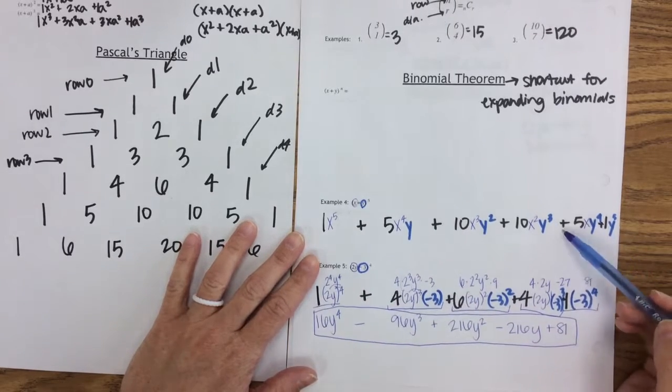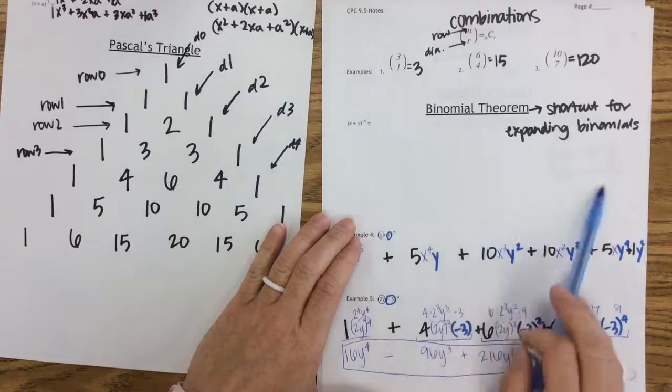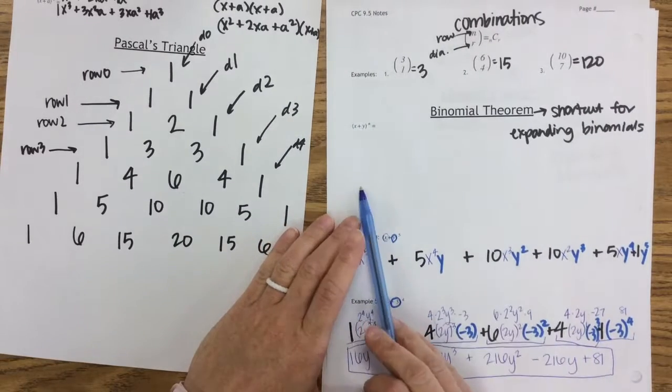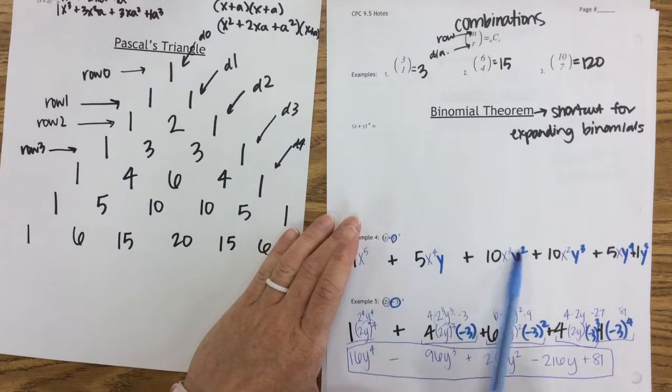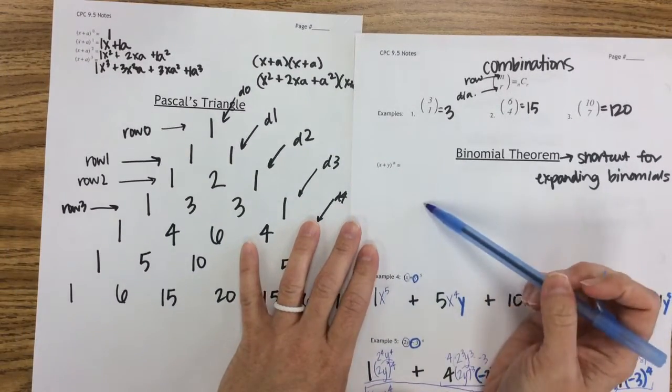So what I've done is I've walked you through the process 2 times. Now I'm going to write the definition here. And you might not ever even have to look at this if you just kind of remember how to do the row and the terms and the exponents. But here's what you would see in a textbook for a definition.